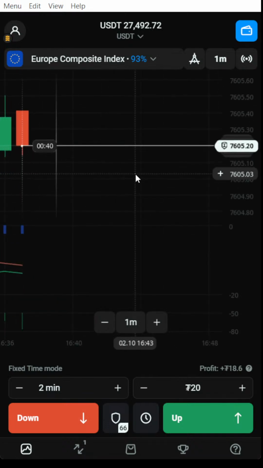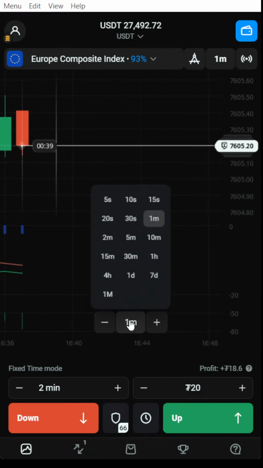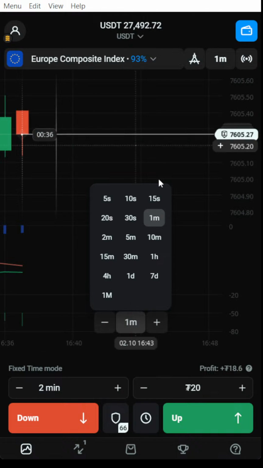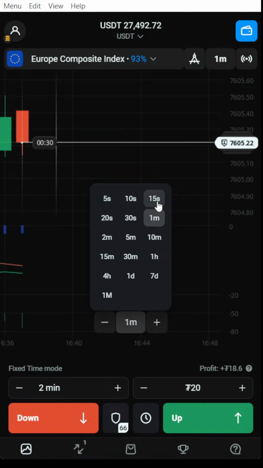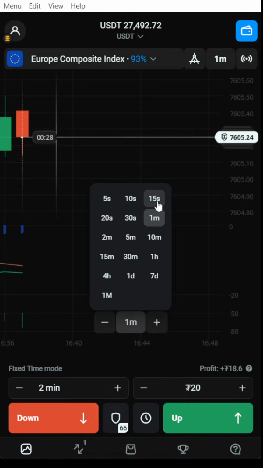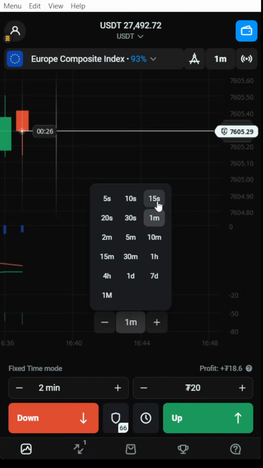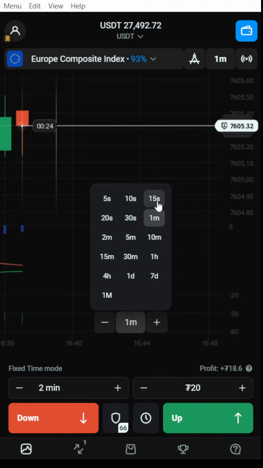The timing, let me also inform you. Whatever graph time you choose, your trading time should be 2 to 4 times higher than your graph time. Minimum you can take 2 to 3. Like if you are choosing the graph time of 1 minute, you can open the trade with 2 or 3 minutes.